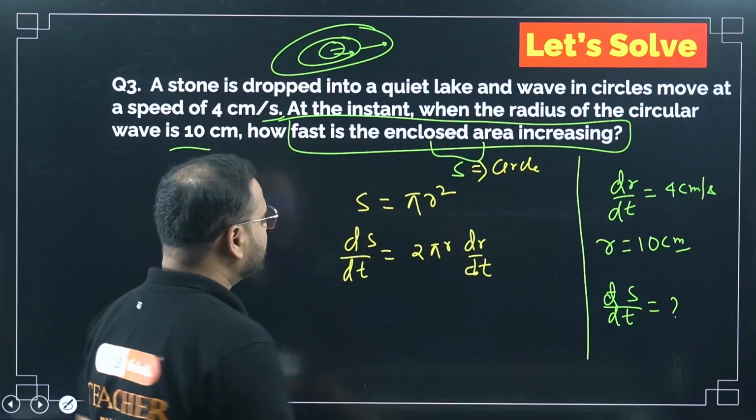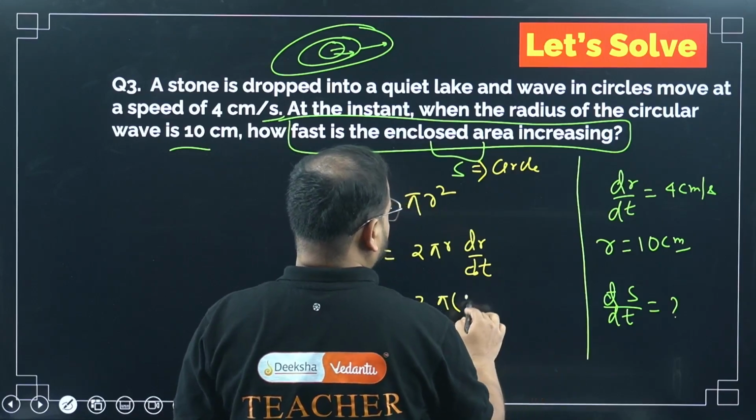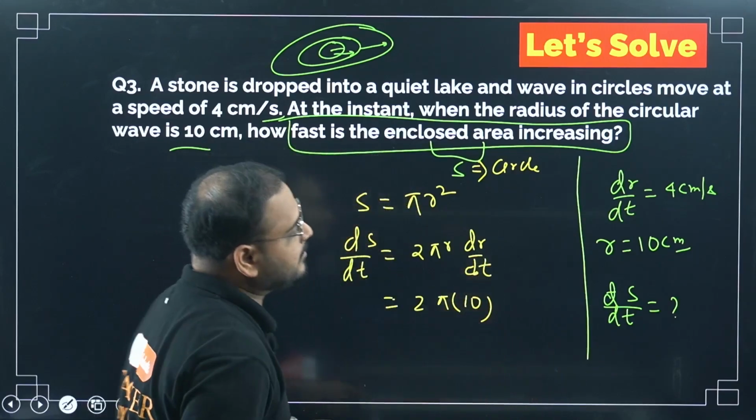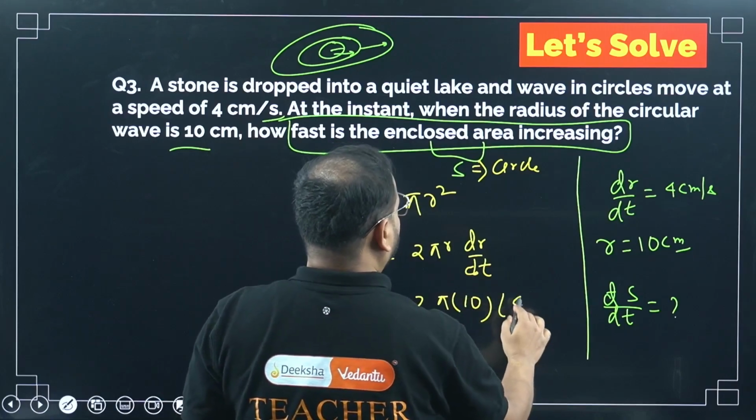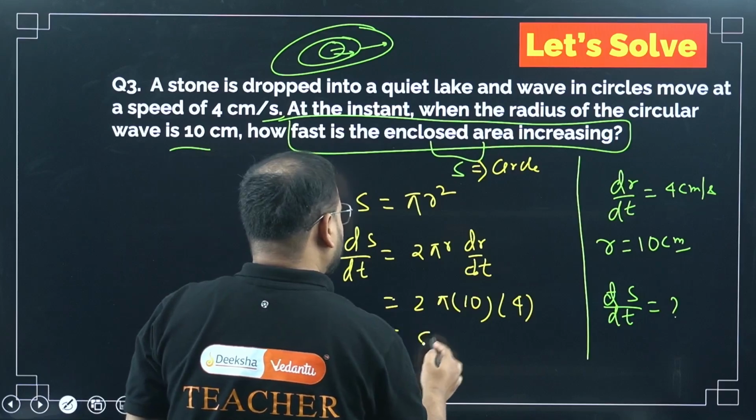Yes. What is my 2 pi r? Simply, sir, 2 pi r value is what? 10. So keep 10, sir. And dr by dt, what have they given? 4, sir. They have given 4. Please multiply this. 4 times 10 is 40, times 2 is 80. My answer is 80 pi.